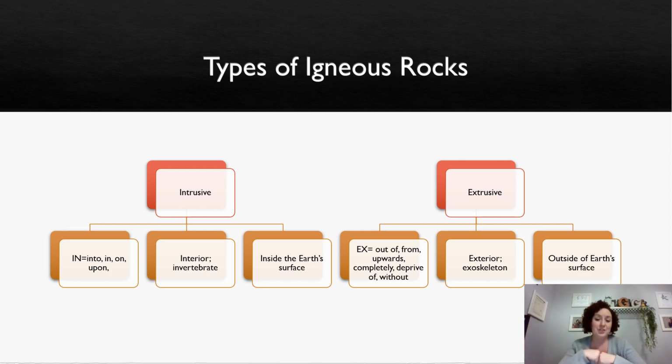Extrusive igneous rocks, its root ex means out of, from, upward, completely, derived of, and without. So think of exterior, the exterior of your home, or an exoskeleton, a skeleton on the outside of the actual body. So an extrusive igneous rock is an igneous rock that has been cooled and solidified at or above Earth's surface. Has to be made of lava. It's nitpicky, but it's what's necessary. So understanding those differences really does help.